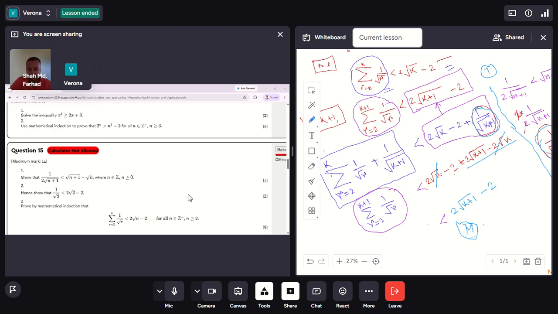Then go through this sheet or this link, and try to solve some problems on mathematical induction. If you face any problem, just note it down and let me know. And also in binomial expansion.